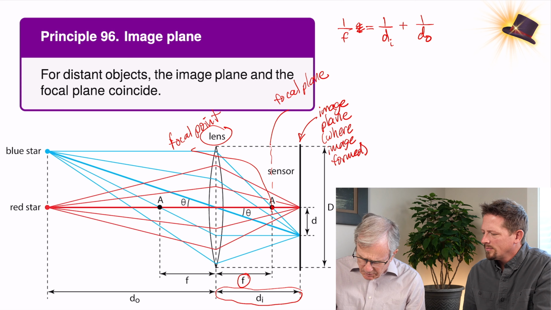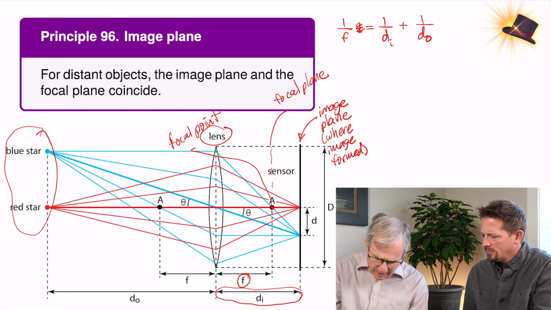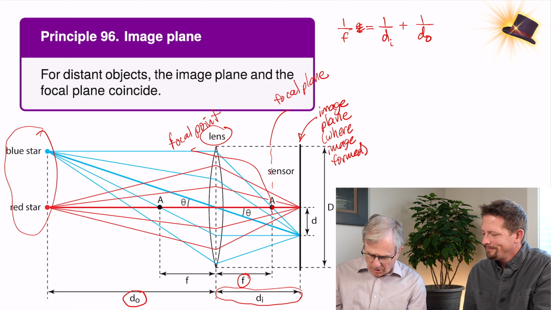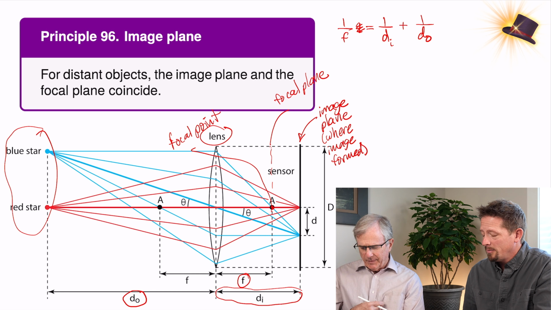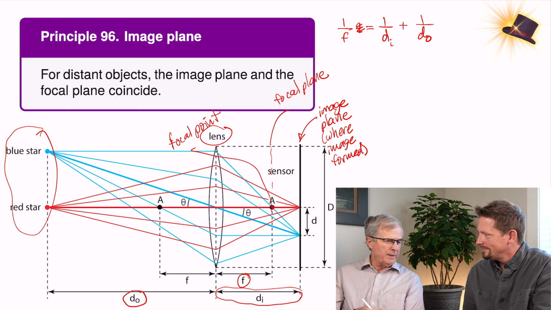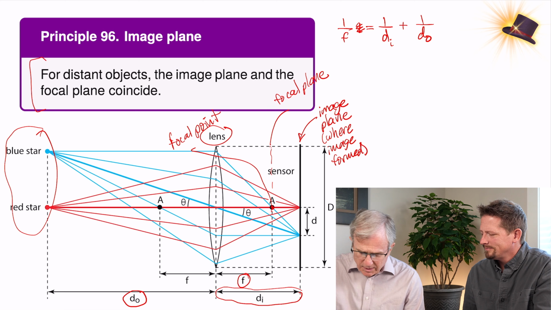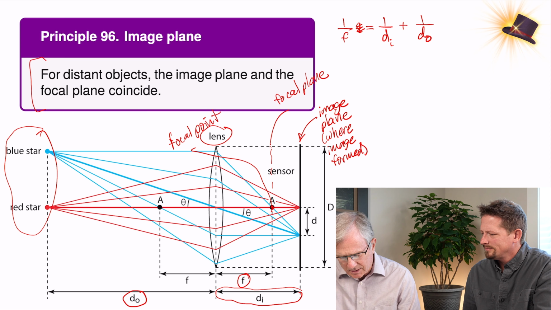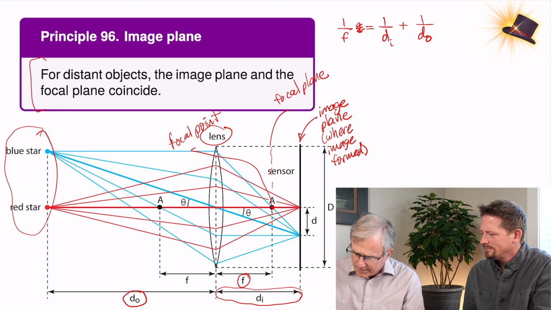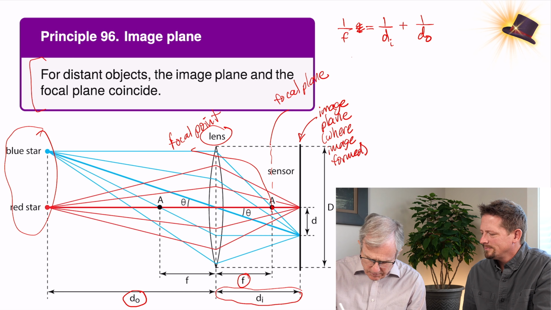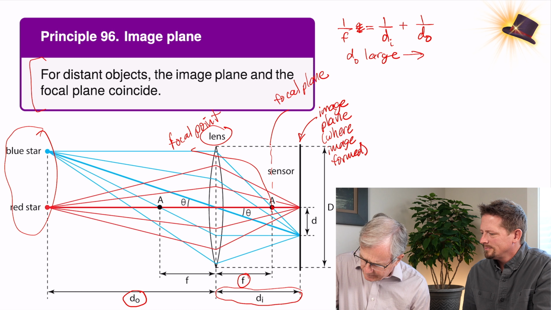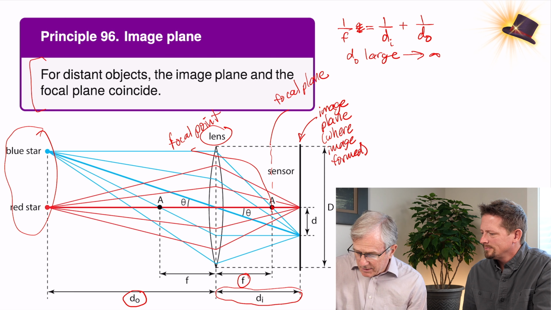DO is the distance between the lens and the object you're looking at, these stars. So that's this distance. Kind of big. Like even for the nearest stars, that's 4.25 light years. So that's a very big distance. In fact, that is how we prove this principle, principle 96, that these two are going to coincide. If the object distance is large, basically it's going to infinity.